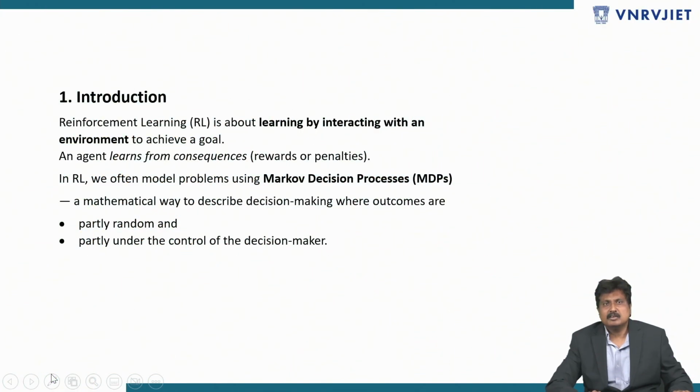So let's have an introduction. Reinforcement learning is about learning by interacting with an environment to achieve a goal. An agent learns from consequences, rewards, or penalties. Here we will always call the consequences rewards and penalties. In RL, we often model problems using Markov decision processes (MDPs). An MDP is a mathematical way to describe decision making where outcomes are partly random and partly under the control of a decision maker.